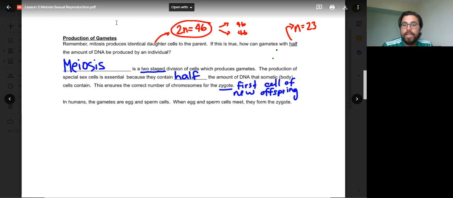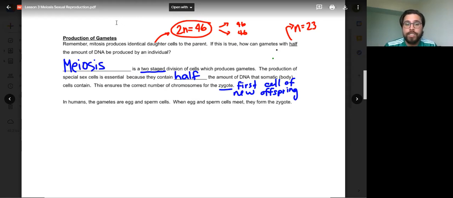Now, if this is true, then how can gametes with half the amount of DNA be produced in an individual? Well, it's because we have to go through what's called meiosis. And meiosis is a 2-stage division of cells which produces gametes. It is similar to mitosis, but there are some subtle and big differences, really and truly.